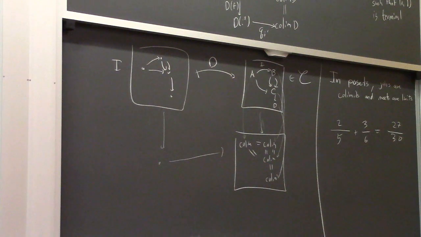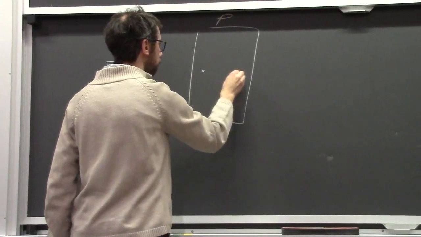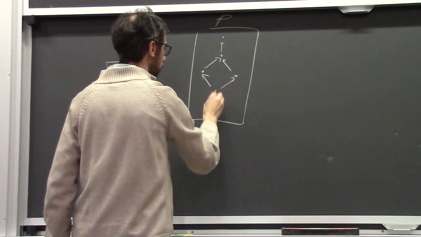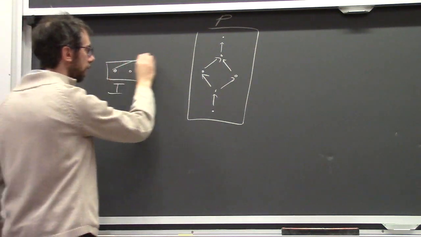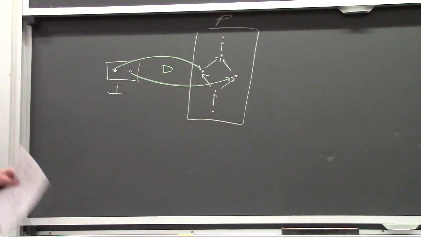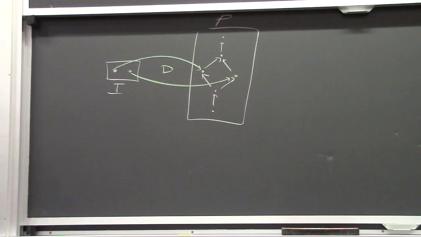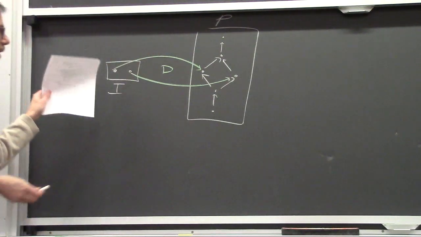So in that case, maybe you have, here's your I category, here's your poset, and maybe your poset looks like this. This is the Hasse diagram. Okay, and then you have some kind of functor, here's D. Now what is the limit of this? How far am I doing? No idea. Okay, so what's the limit of this?